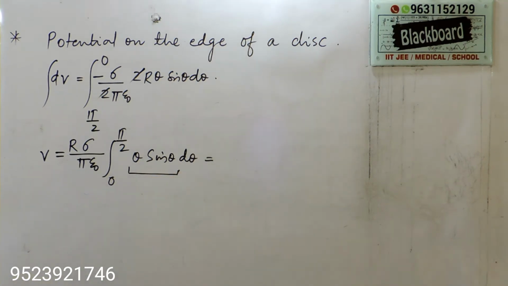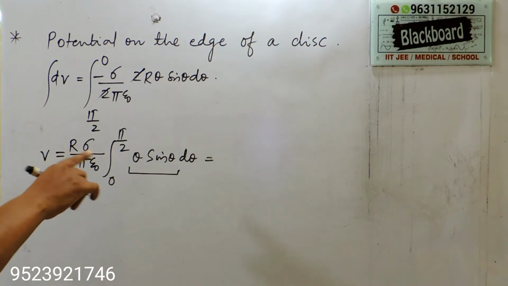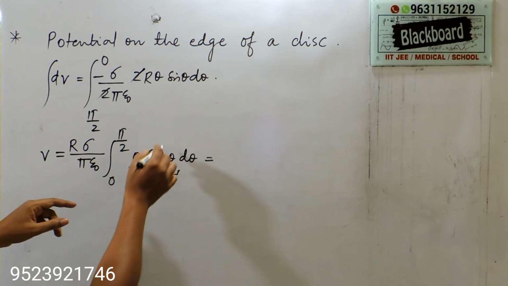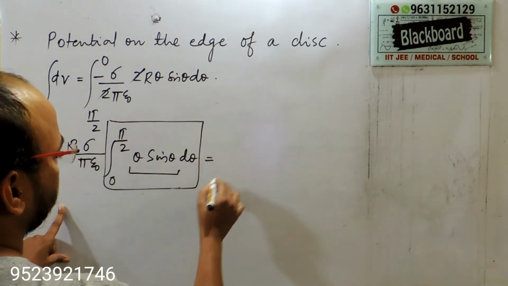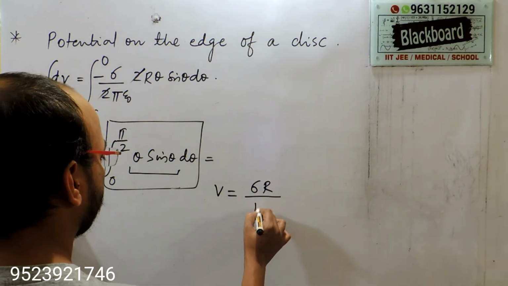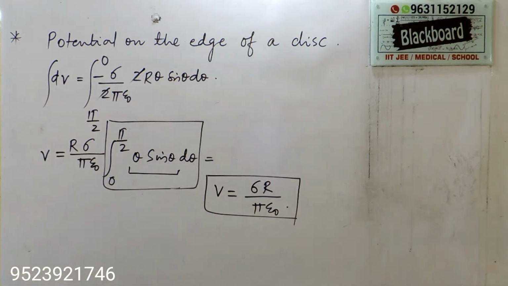Here you have to apply the product rule, and after using the product rule, the expression that comes will be this. That means finally V is equal to sigma r divided by pi epsilon naught, which is the potential at the edge of the disk. We see that the potential at the center of the disk is greater than the potential at the edge.